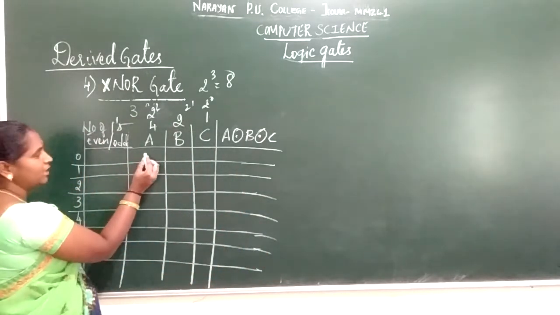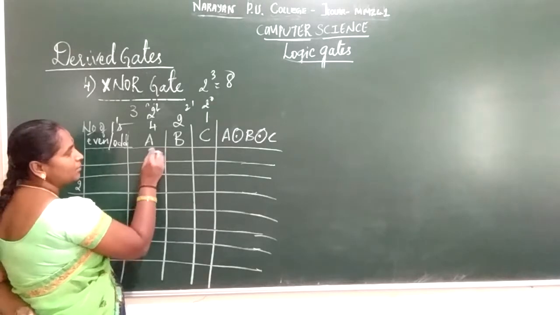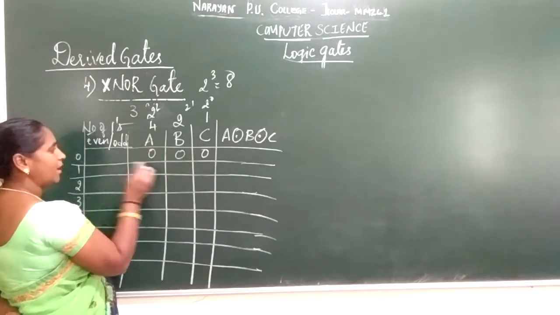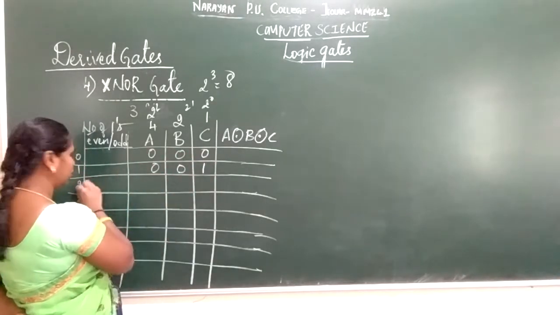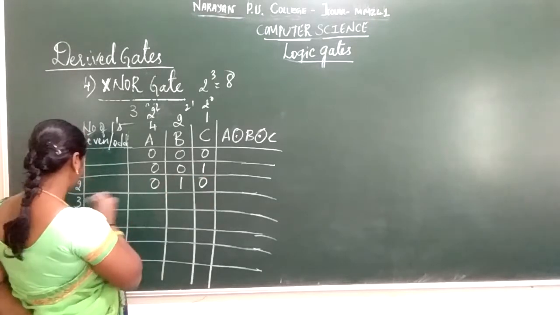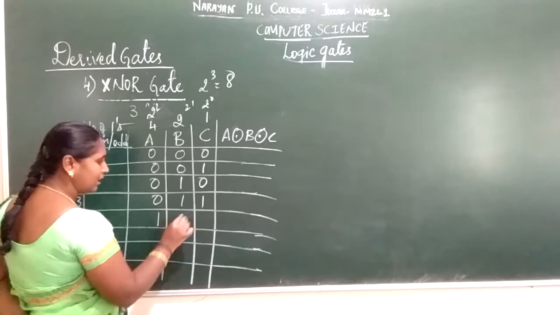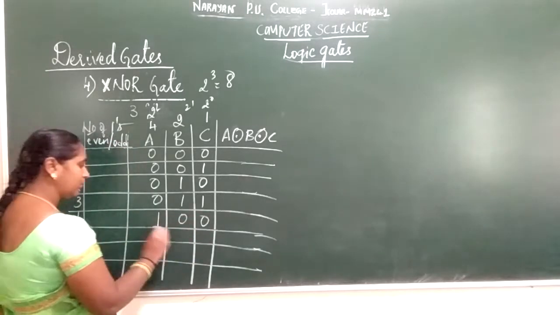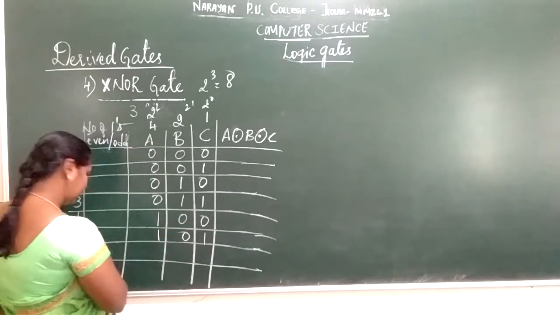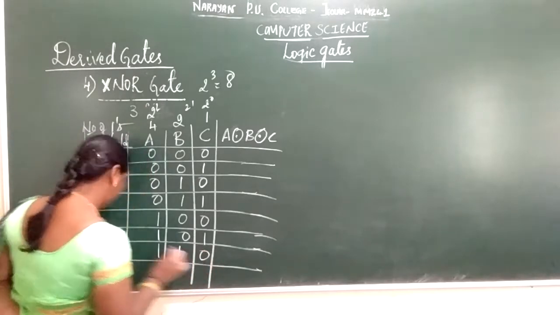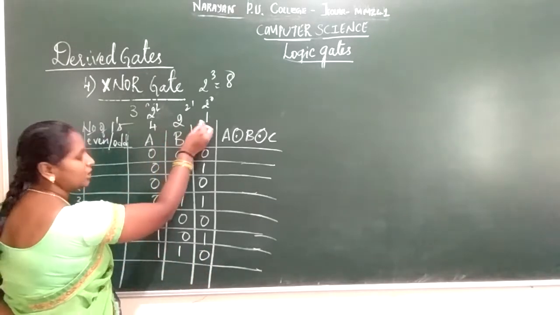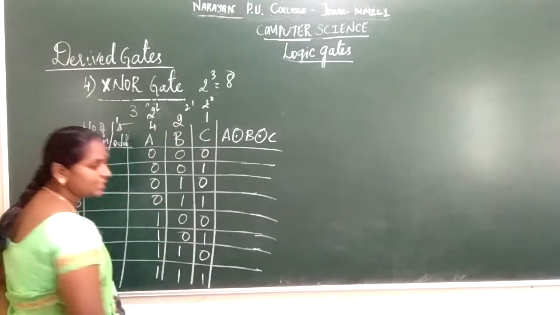Now write the possible ways of inputting. For 0 it can be 0 0 0. For 1, 0 0 1. For 2, 0 1 0. For 3, 0 1 1. For 4, in place of 4 it is 1, the remaining places are 0. For 5, 1 0 1. For 6, 1 1 0. For 7, 4 plus 2 plus 1 is 7, so 1 1 1.